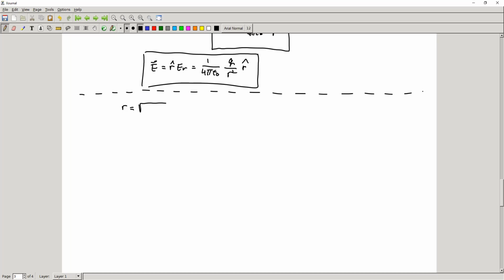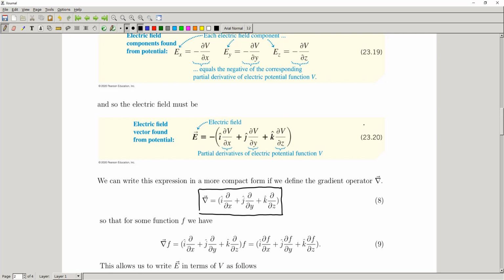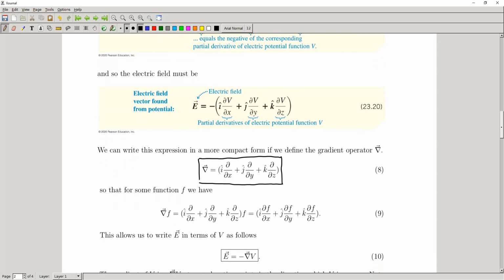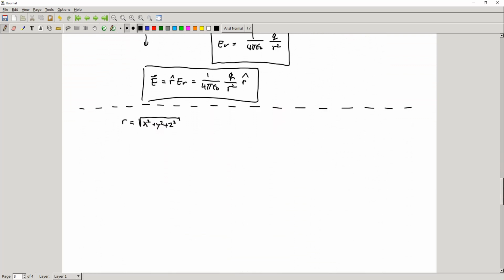Basically, what you would need to do is say, okay, how do I write this distance r in terms of x, y, and z components? Because we're in 3 space here, right? It's going to have to be x squared plus y squared plus z squared, all square rooted, and that's going to be our r component. Now we have to take the partials of each of these, because we need to build up this full expression, 23.20. So we need the partial of v with respect to x, the partial of v with respect to y, and the partial of v with respect to z.